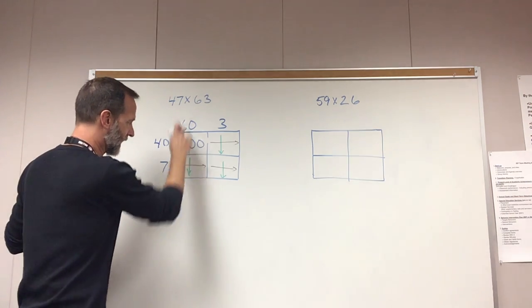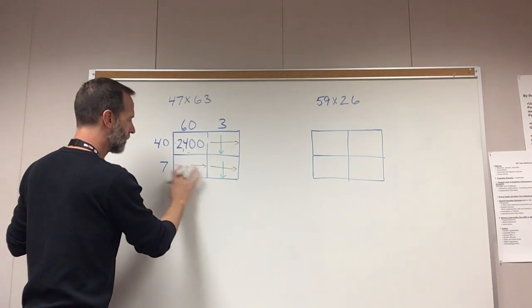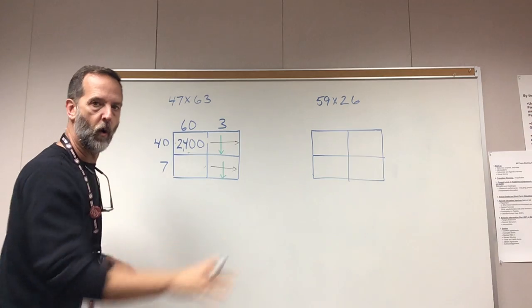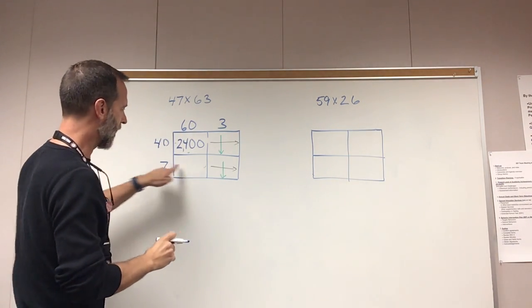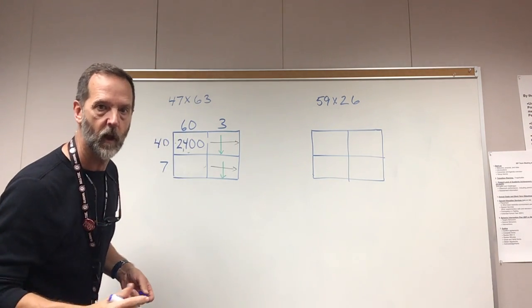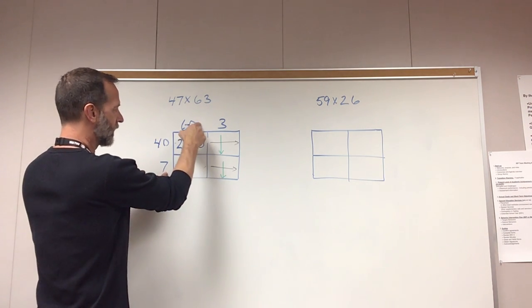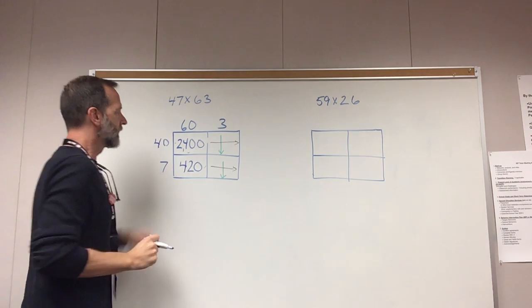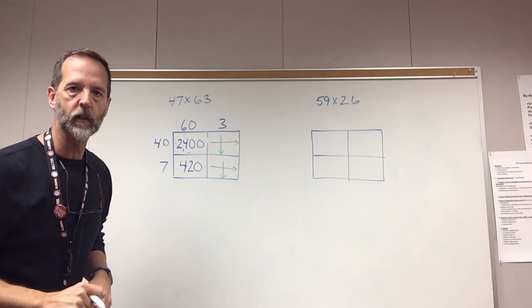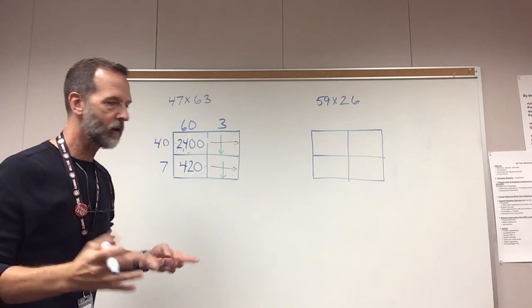Down here I'm going to do 60 times 7. And again, I'm going to take the 0 off. I'm going to do 6 times 7. 6 times 7 is 42. And now I have to put back 1 zero. I have a zero up here. 60 times 7 is 420. You with me so far?